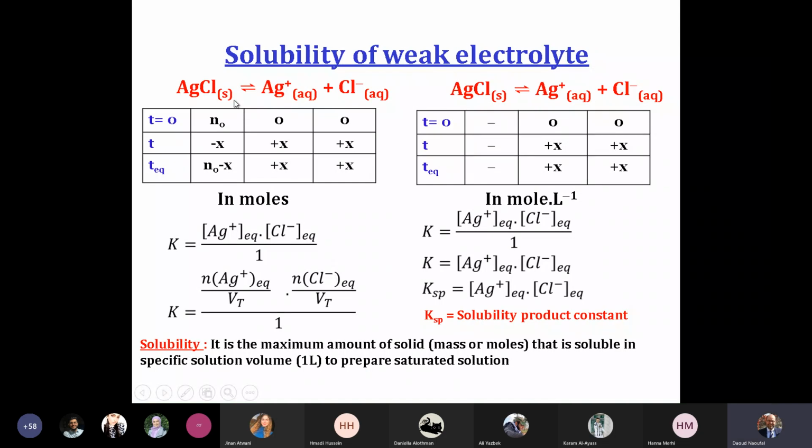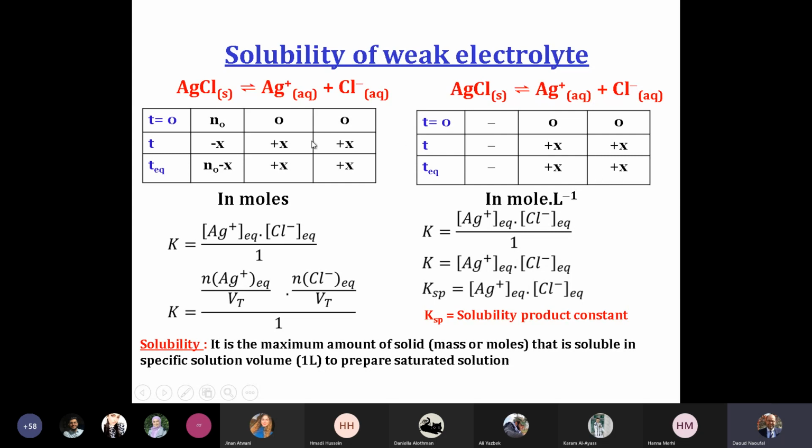If we write the table of conversion according to the number of moles, we can put N0, 0, 0, and at equilibrium N0 minus X, X, X. If we write the table of conversion according to the concentration, according to the activities, we don't count AgCl. AgCl is solid. It does not have a concentration. At T equals 0, we have 0, 0. At equilibrium, we have formation of a certain concentration of Ag plus, plus X, plus X.